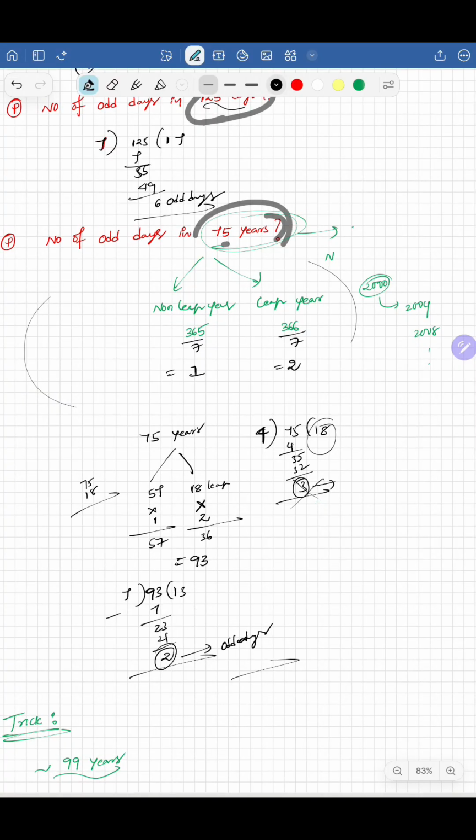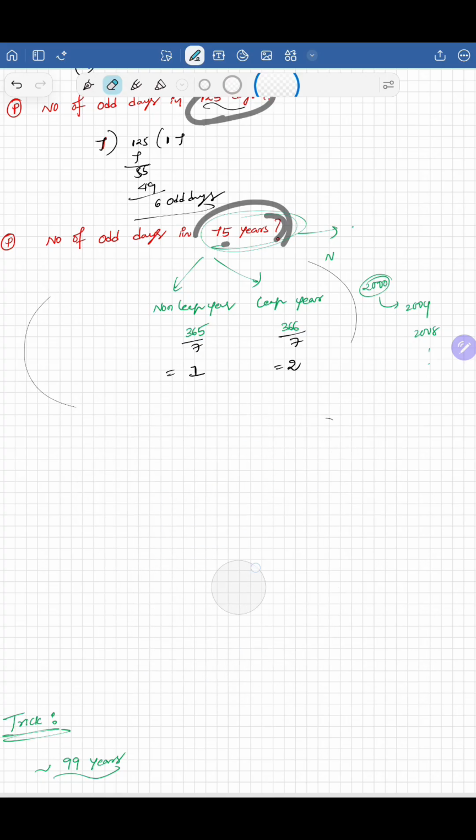So if you are going to solve this question, you just follow this method. Very simple way, I can explain this. So total, 75 years. How many leap years are there? Just divide by 4.